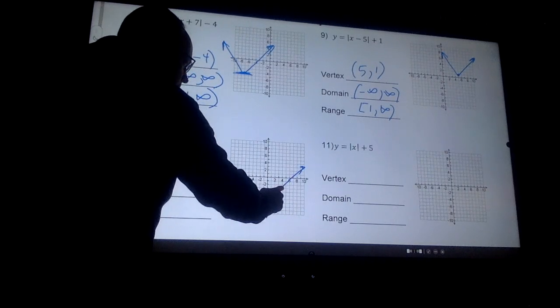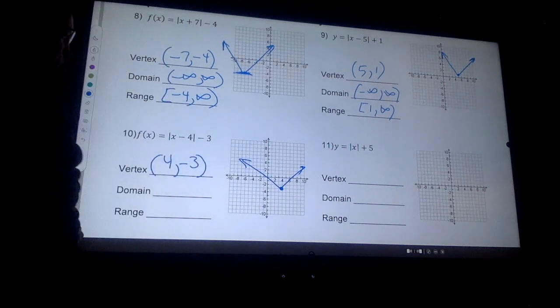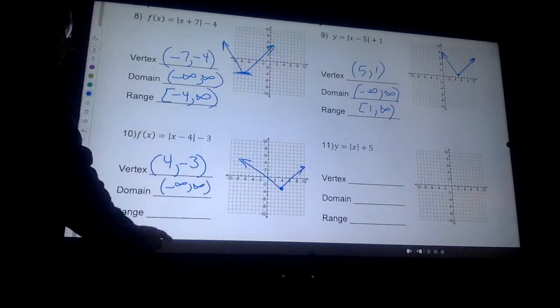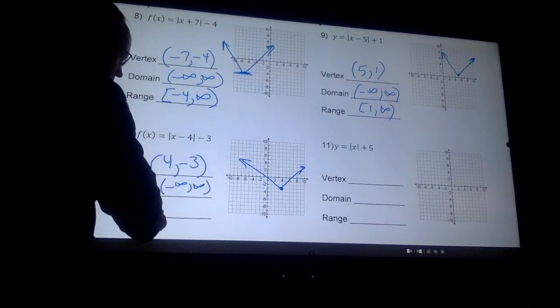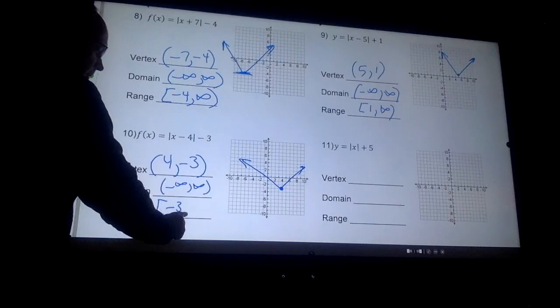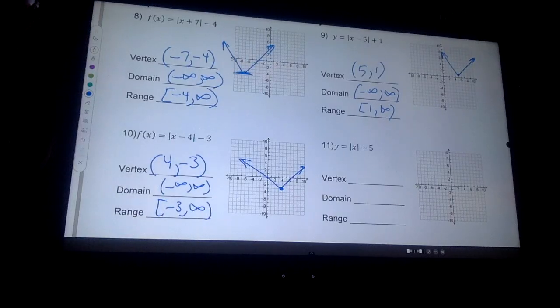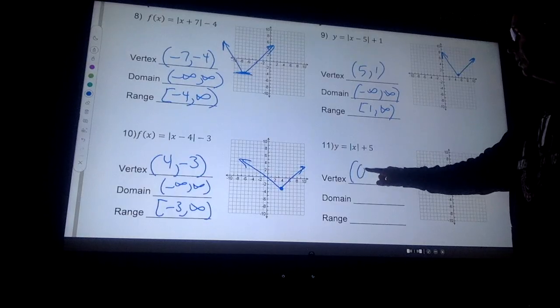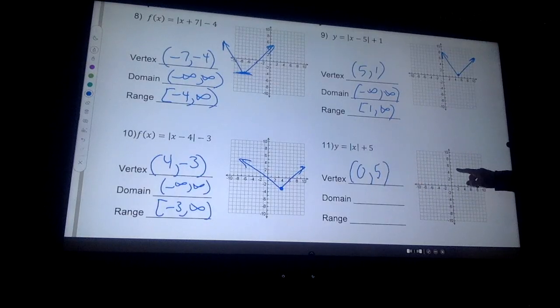So up 1, right 1. Our domain will be negative to positive infinity. Our range is going to go from that, so it's going to be -3 to infinity. Then our vertex on this is not going to go right or left, so it's going to be 0, 5. Remember, when you add outside, it goes up.